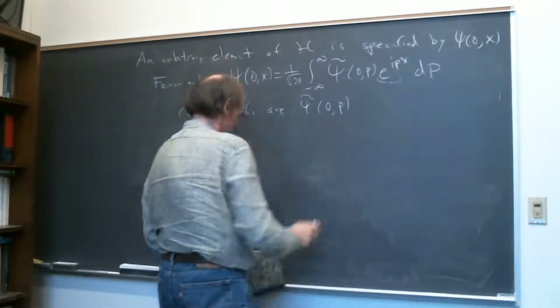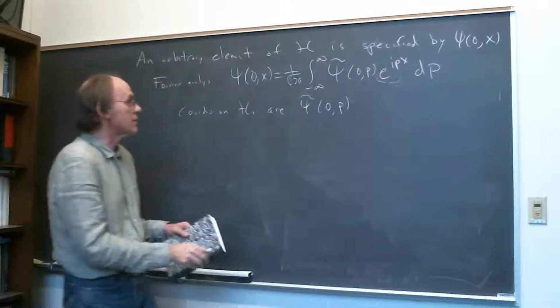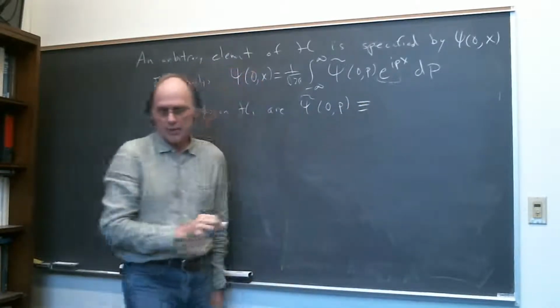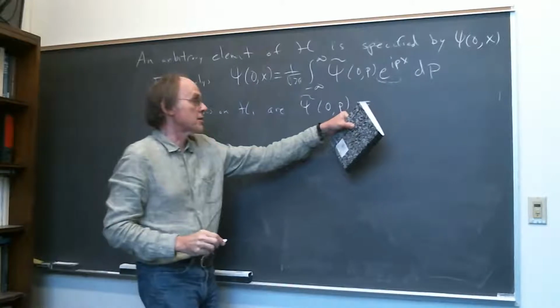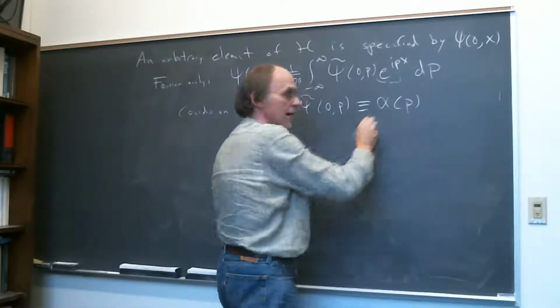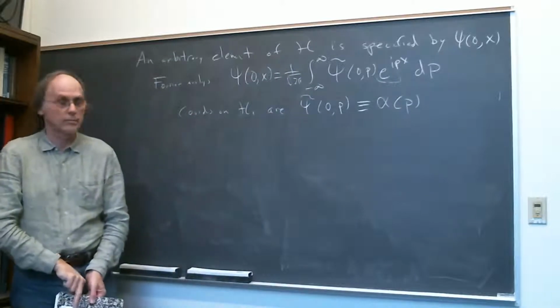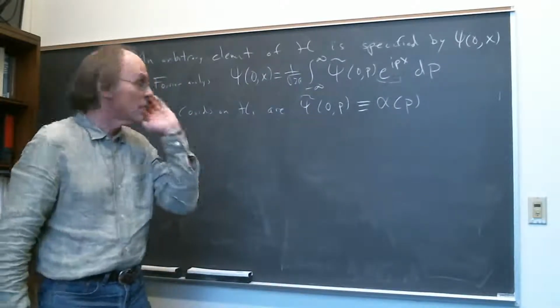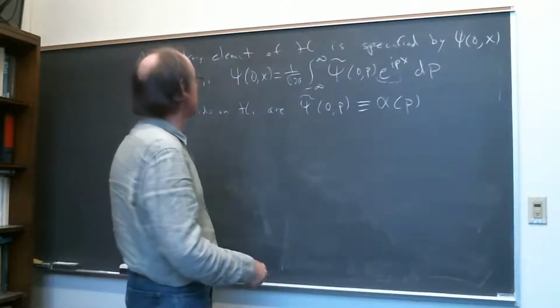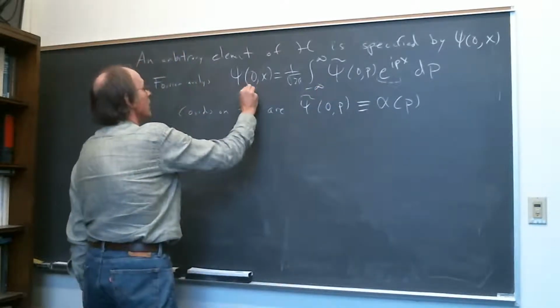Let me just say that that's fine, and I'll write the notation that I'll often use for these. I'll give these a slightly different name. I'll call these functions alpha p. What does the 0 stand for? Oh, this is just at time zero. Oh, time zero. Okay. Time zero, yeah, because this is all at time zero.